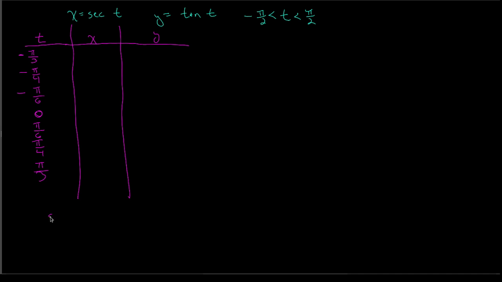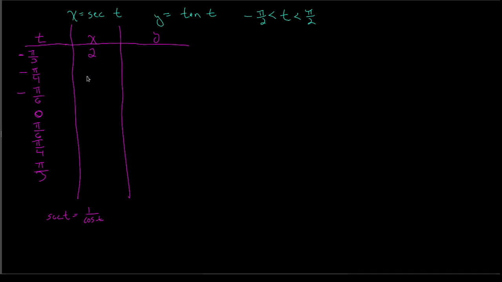And let's see, so secant of t is equal to 1 over cosine of t. And so at negative pi over 3, cosine is 1 half, so the inverse is 2. At pi over 4, negative pi over 4, all cosine values are positive, right? So all of these values are going to be positive. The tangents will be negative here and positive here.